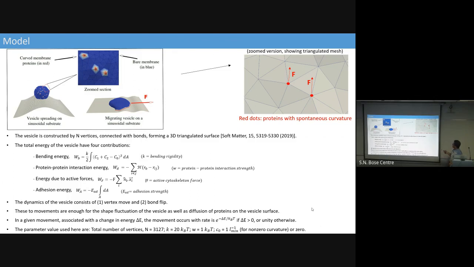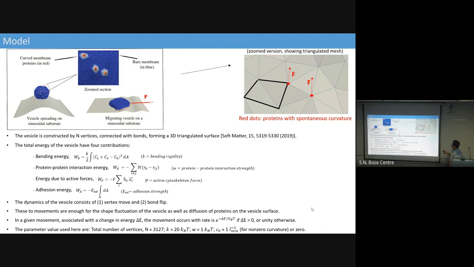In the vertex movement, we choose a vertex and try to move it to its nearby locations, keeping in mind that it cannot move a large distance, otherwise it will break the self-avoidance of the network. So it can only move very small distances around this point. This is one dynamic. It doesn't have to move along a bond. It can move in any direction in three-dimensional space. And the second movement is the bond flip.